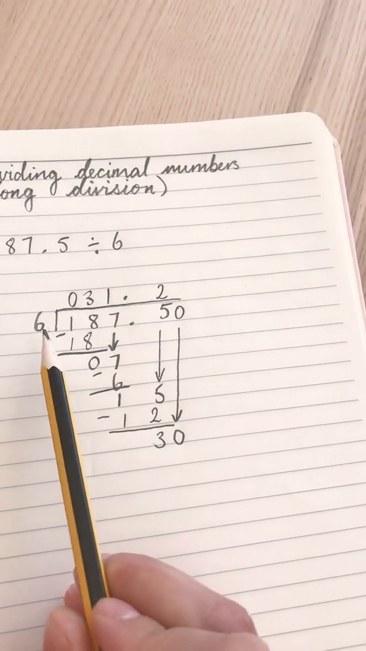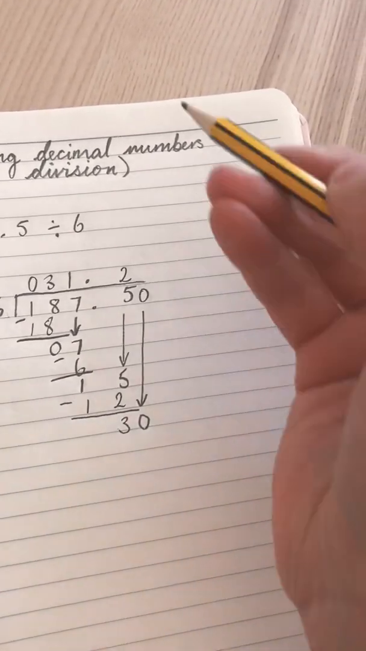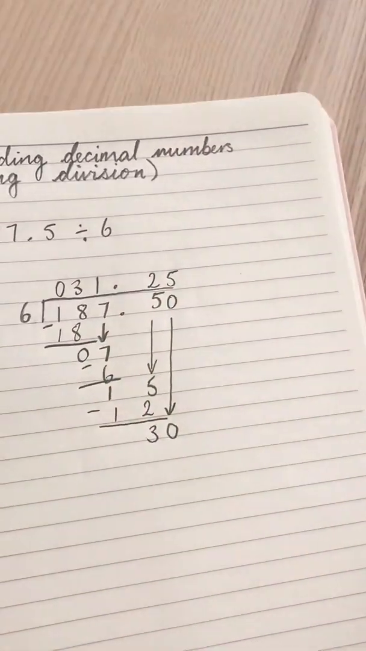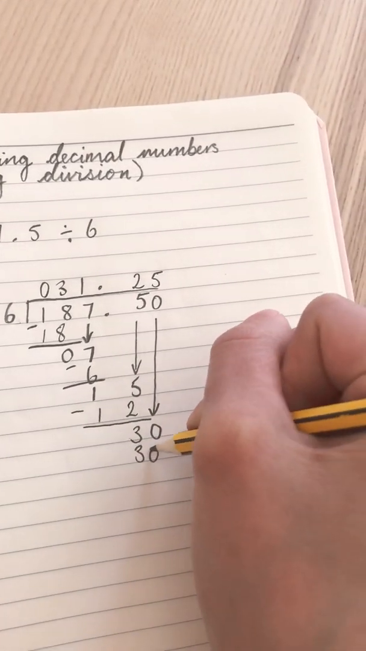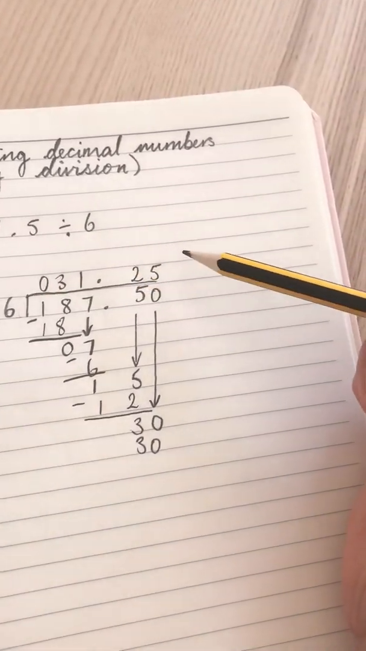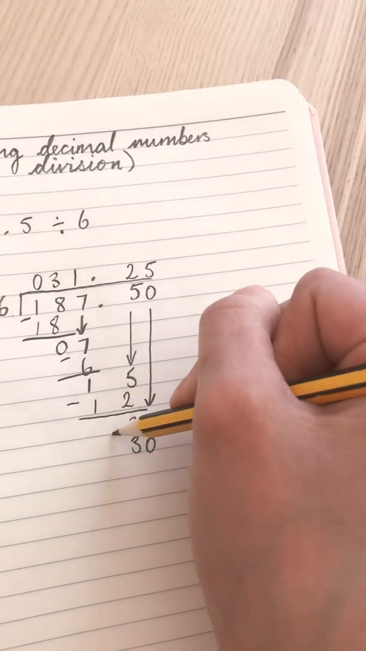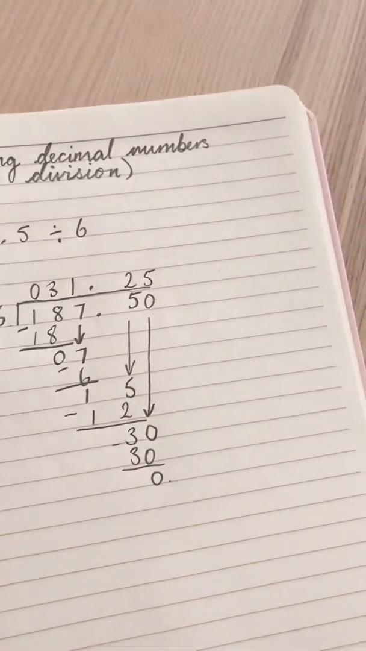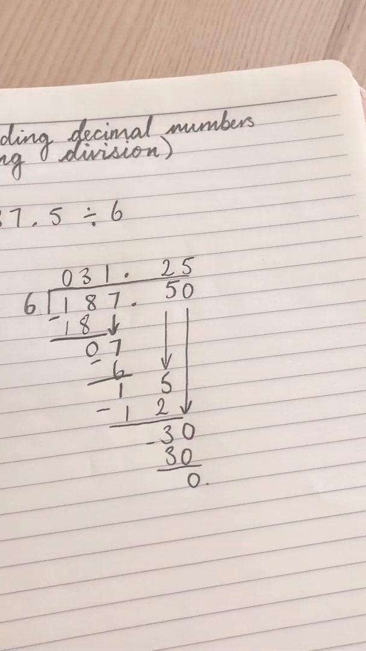And 6 goes into 30 5 times. The multiple is 30 because it goes in perfectly. 6 times 5 is 30. And we have no remainders. And our calculation is finished.